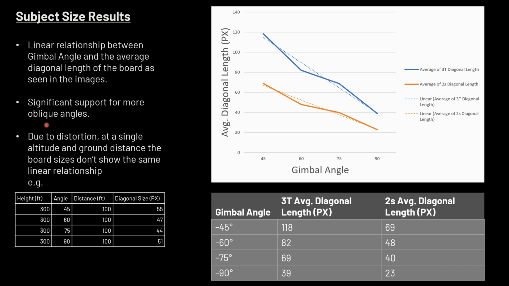One odd thing to note, though, due to some of the impacts of distortion, at a single altitude and ground distance, the board size doesn't actually show that same linear relationship. So, for example, when we were at 300 feet AGL and 100 feet from the board on the ground, we had images from our 4 different angles, and you see it definitely doesn't show that same relationship that we see with the overall measurements. So just something interesting to note, that we see the overall trend, but at any particular height and distance, it didn't necessarily line up the exact same.